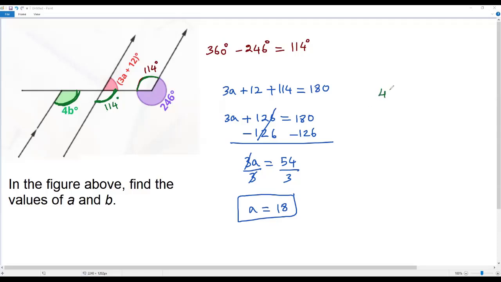Let me equate them. So 4b equals 114. To solve for b, I have to divide both sides by 4. When I do so, this 4 will cancel out. Then b equals, when I divide 114 by 4, I am getting 28.5. I have solved for b. The value of b is 28.5.